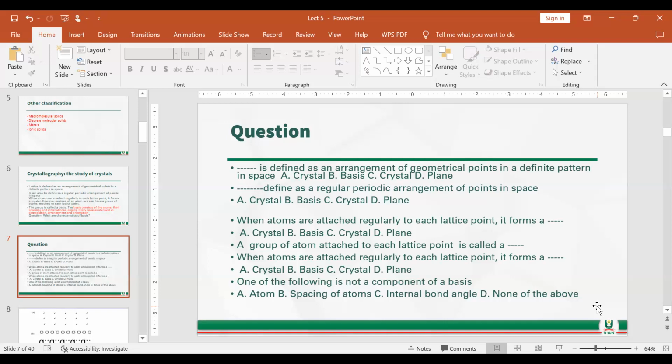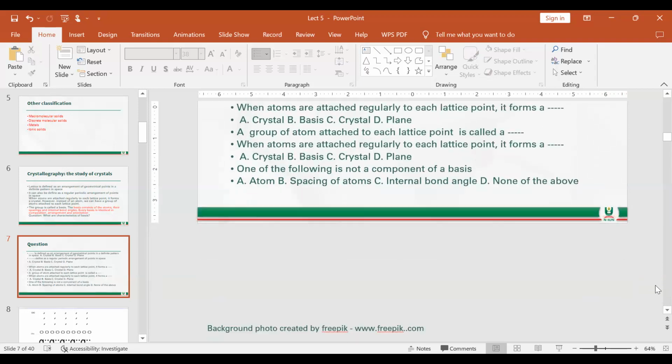One of the following is not a component of a basis: atom, spacing of atom, internal bond angle, none of the above. So of course, you know none of the above is the answer.